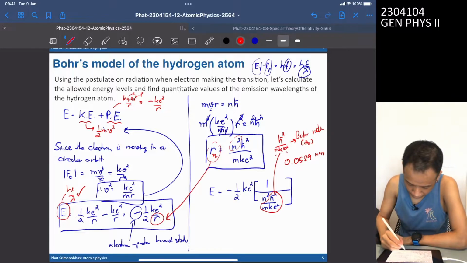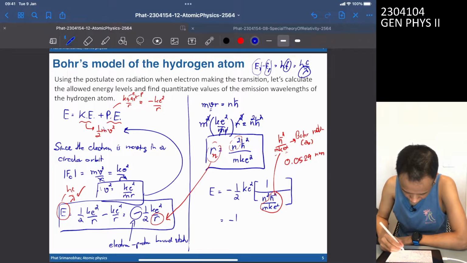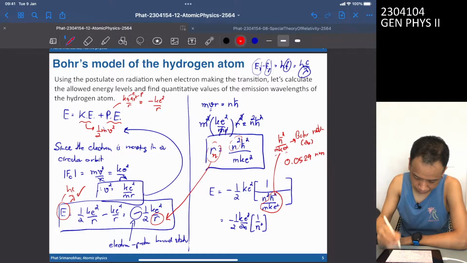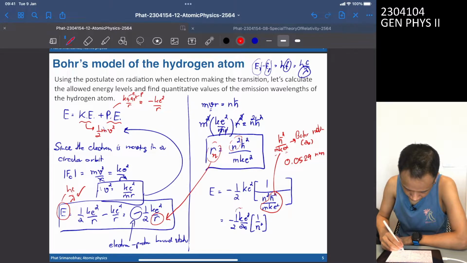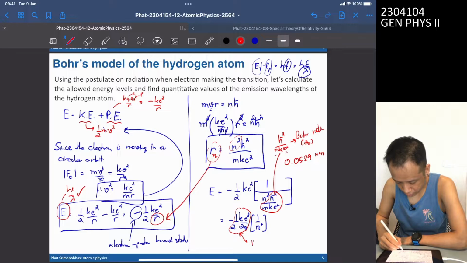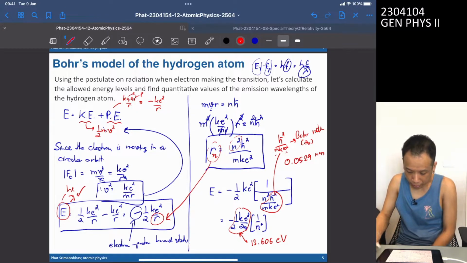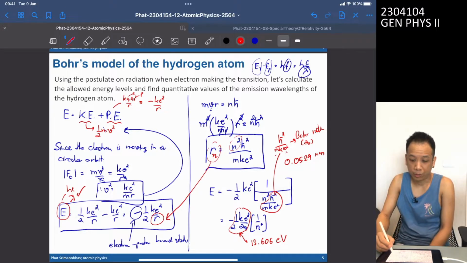So finally you're going to get half of the ke square divided by A0 and n square. This number, half of the ke square divided by A0, is equal to 13.606 electron volts. This is just a number because k is a constant, e is a constant, and A0 you have already from here.